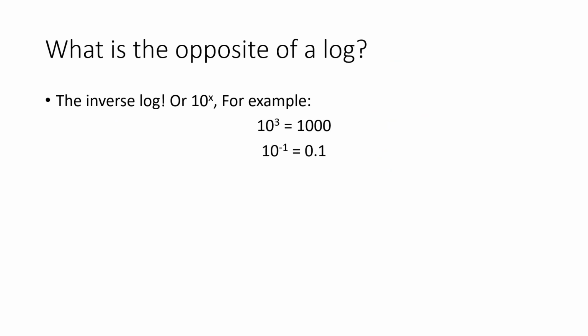All right, so what's the opposite of a log? So in chemistry, we usually have to solve equations, and part of solving equations is being able to undo them to solve for your unknown. The opposite of a log is the inverse log, or 10 to the x. So for example, 10 to the third is 1,000, 10 to the negative 1 is 0.1, and I'll show you what I mean by that when we get into the actual chemistry stuff.